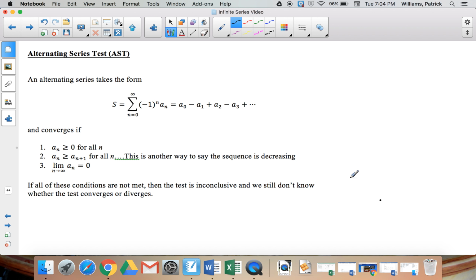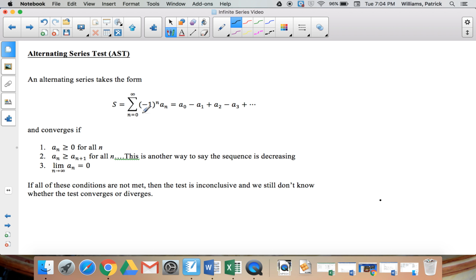The geometric series really are the only series we have so far where we can actually tell specifically what number they're going to converge to. With all the other tests we have, we can just tell if the series converges or diverges. So now we're going to learn yet another test, and this is called an alternating series test, and it's used when we encounter what's called an alternating series.